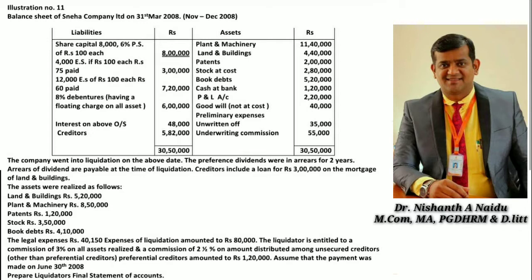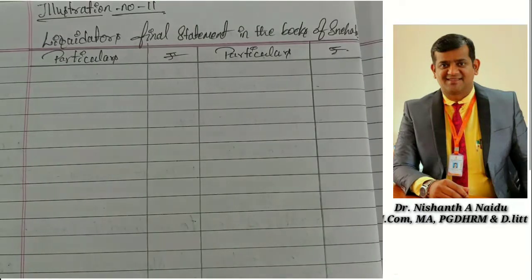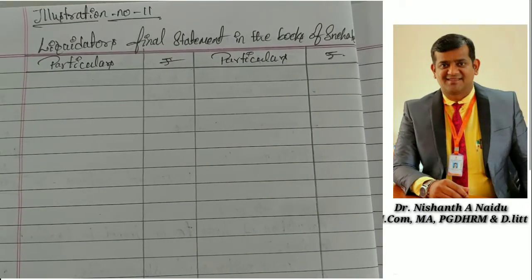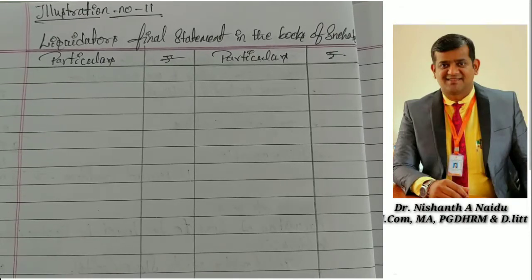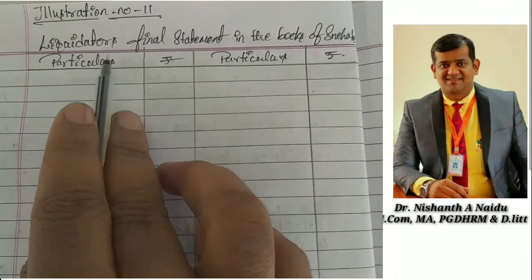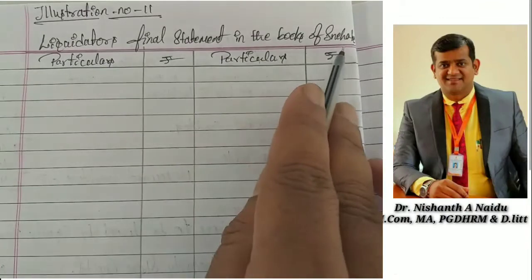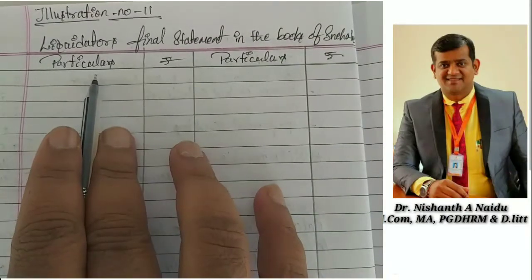So this is the problem. There is no extra adjustment, as usual, the same kind of adjustment. So we are going to start the solution part for the same. So let us begin the solution part. I am starting solution number 11, illustration number 11, solution. Liquidator's final statement in the books of Sneha Company Limited.